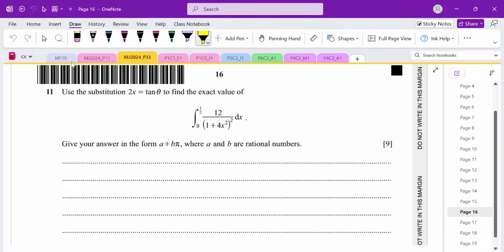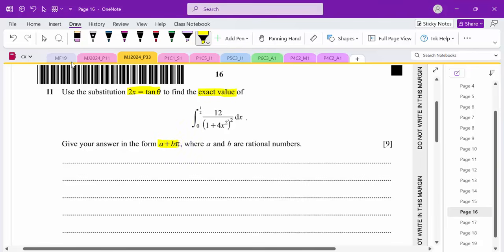They want us to use the substitution of 2x equals to tangent theta to find the exact value, highlight the keyword exact value, for this integration. And our answer must be in the form of a plus b pi, where a and b are rational numbers. For this question, they already give us a very obvious hint. They want us to use integration by substitution to carry out the integration here. So we will start with what they give us first.